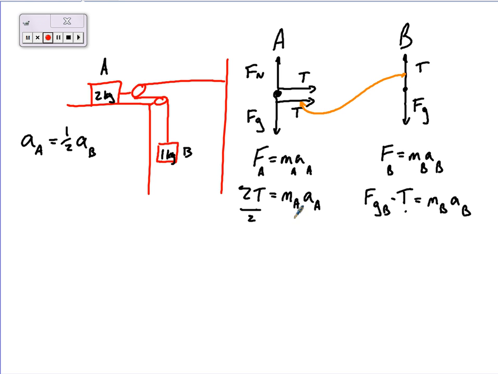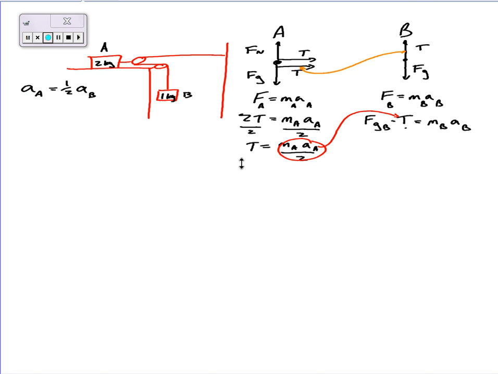So first thing I'm going to do is solve this just for T. So I divide both sides by 2. We're going to end up with tension is equal to the mass of A times the acceleration of A over 2. I'm going to substitute that into there. Now, this is going to be an exhaustive description just to make sure everybody understands it. You don't have to write out every single detail. This just helps you understand specifically what I'm doing. So we have the force of gravity on B minus the mass of A times the acceleration of A over 2 is equal to the mass of B times the acceleration of B.